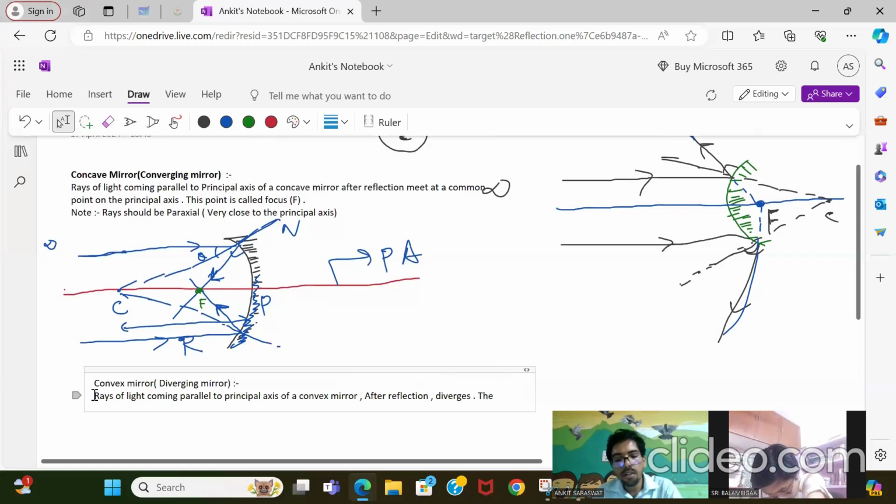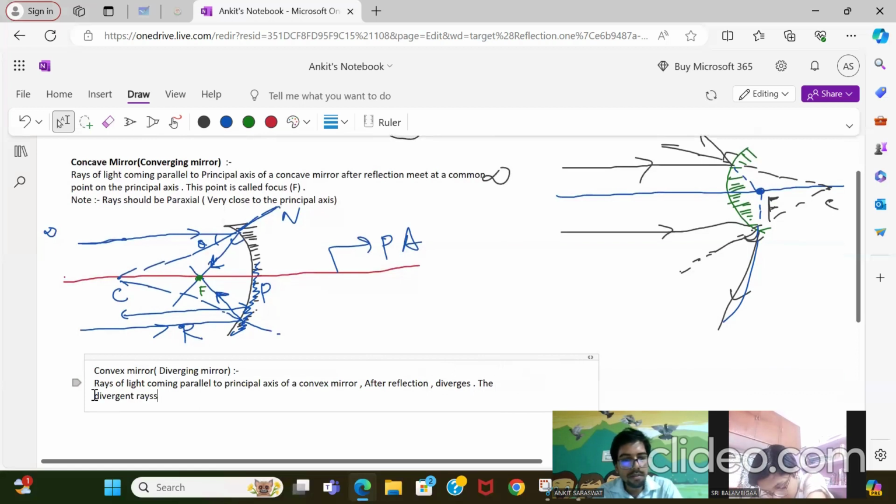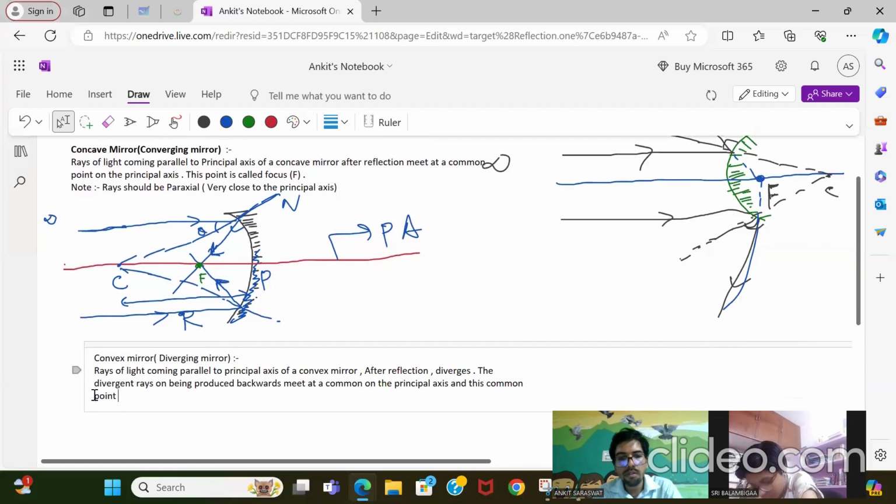The divergent rays, on being produced backwards, meet at a common point on the principal axis, and this common point is known as the focus.